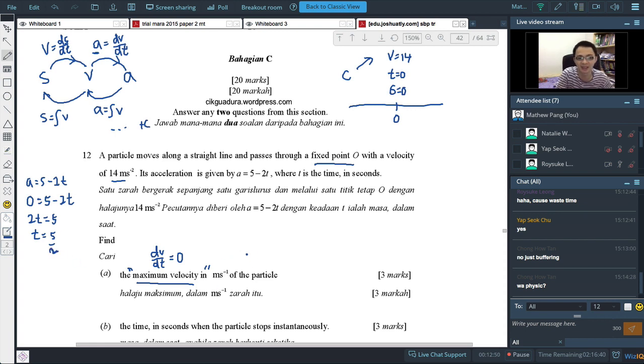However, how do I get v? This is the problem. In order to get v, I understand v is basically equal to the integral of a, because it's over here.